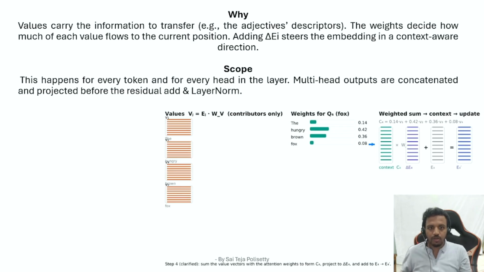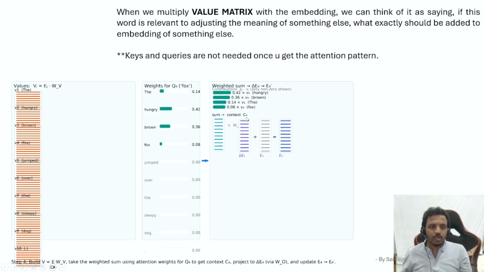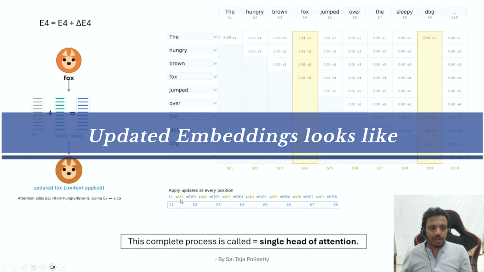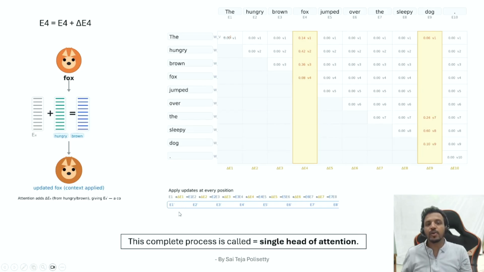Let me show it here. So after the summation, I got C4. Similarly, this is just one more representation. You see, I got delta E1, right? So what I'm going to do with my delta E1 is E1 plus delta E1, which brings my new E1. That is, I'm giving a new space to the embedding 1.